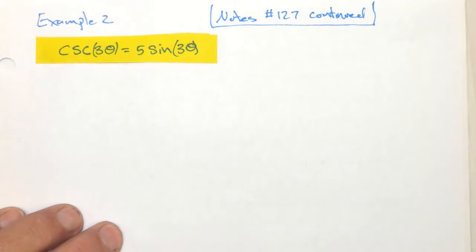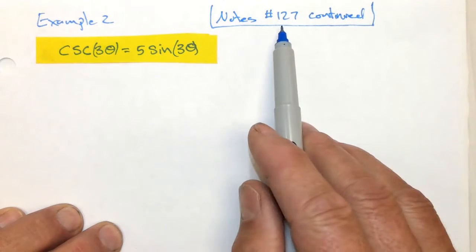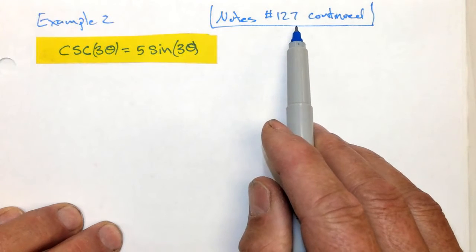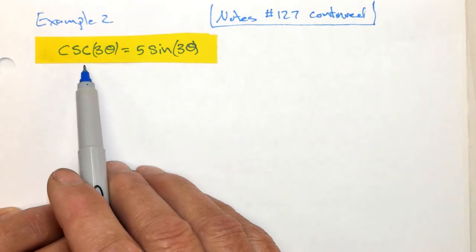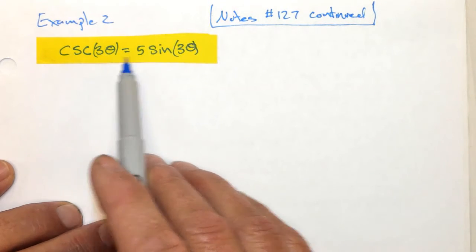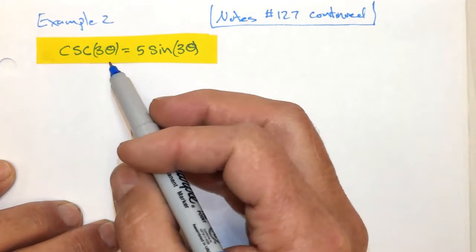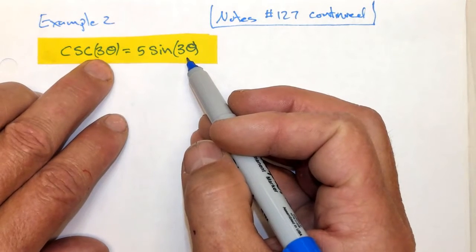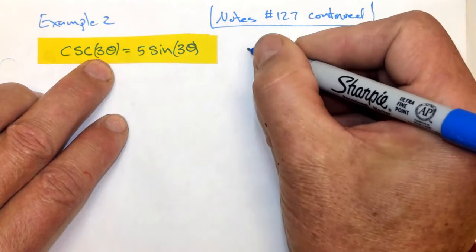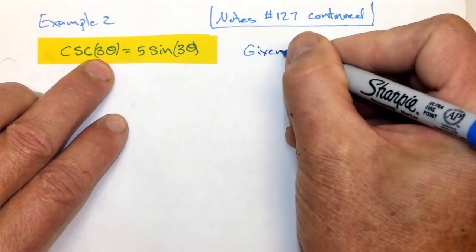Okay, good morning. We're going to continue with notes number 127. We did example 1. We're going to look at example 2, where we also have 3 theta, but this time it occurs in 2 places. That's okay because all of our angles are in terms of 3 theta. So we can use this method. So here's my given problem.